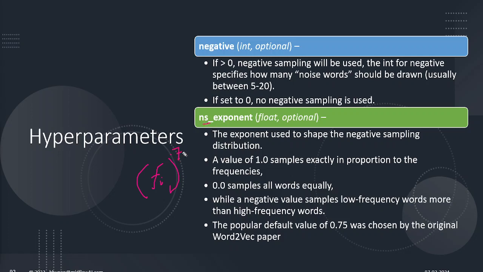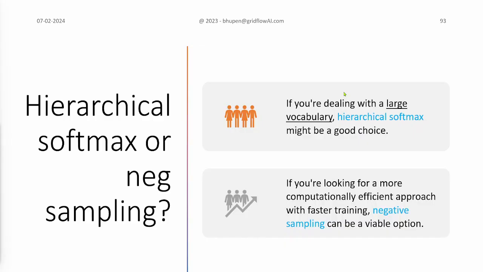Let's say this is 0.75, then that's the smoothing factor. Generally, this is set to 0.75. Not really required, this parameter. This is a little advanced setting. If you just use negative setting with a value between 5 and 20 and repeat your experiment, you should be able to get the benefit of faster training.